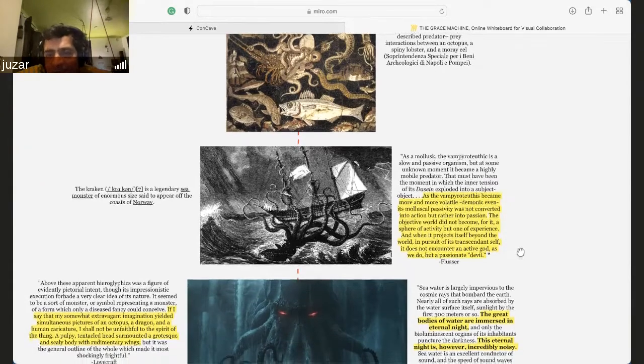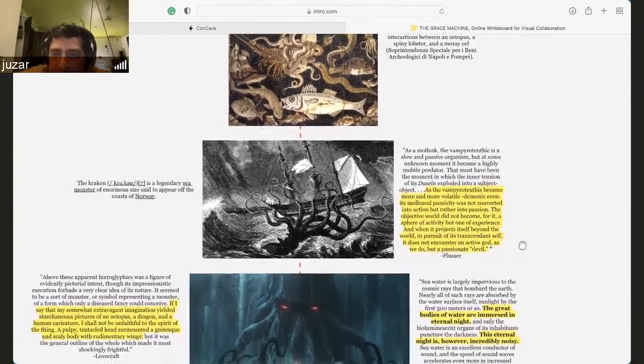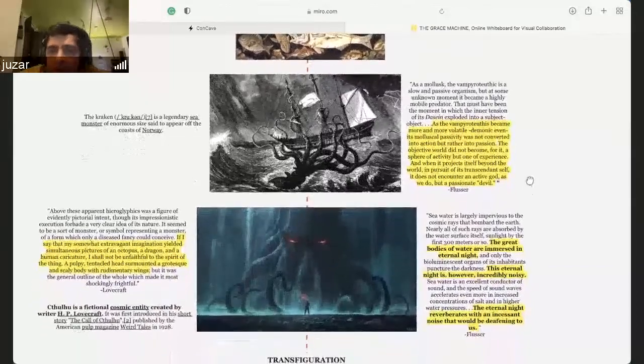As Flusser says about this might and terror, as a mollusk, the Vampyroteuthis is a slow and passive organism, but at some unknown moment, it became a highly mobile predator. That must have been the moment in which the inner tension of its Dasein exploded into a subject-object. As the Vampyroteuthis became more and more volatile, demonic even, its molluscal passivity was not converted into action, but rather into passion. The objective world did not become for it a sphere of activity, but one of experience. And when it projects itself beyond the world in pursuit of its transcendent self, it does not encounter an active God as we do, but a passionate devil.